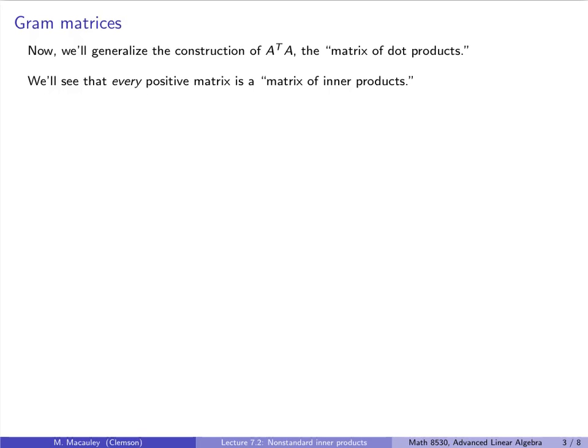And this is perhaps a little surprising because the property of being positive does not depend on the inner product structure at all. It actually depends just on the structure of the linear map because it depends on the eigenvalues. But the matrix of inner products depends on both the choice of basis and on the inner product structure.